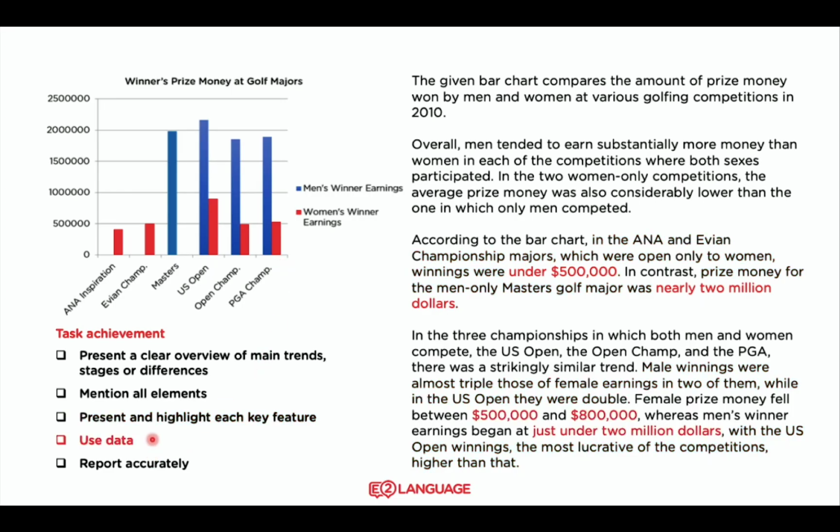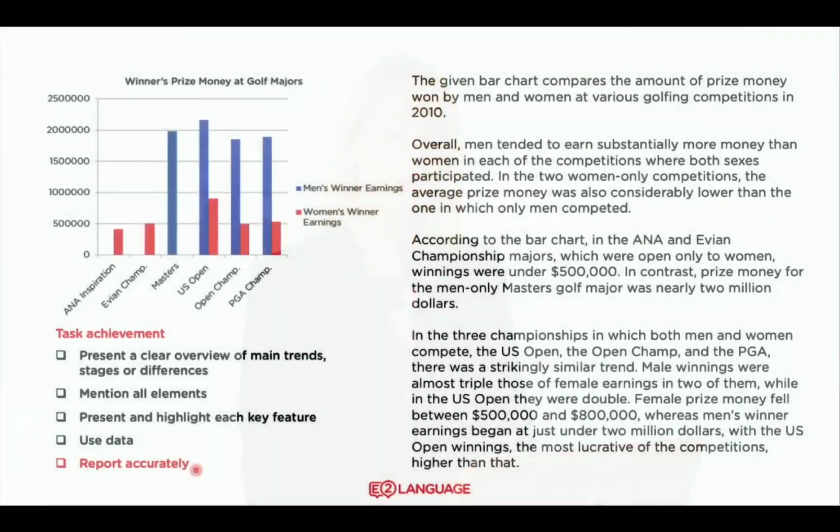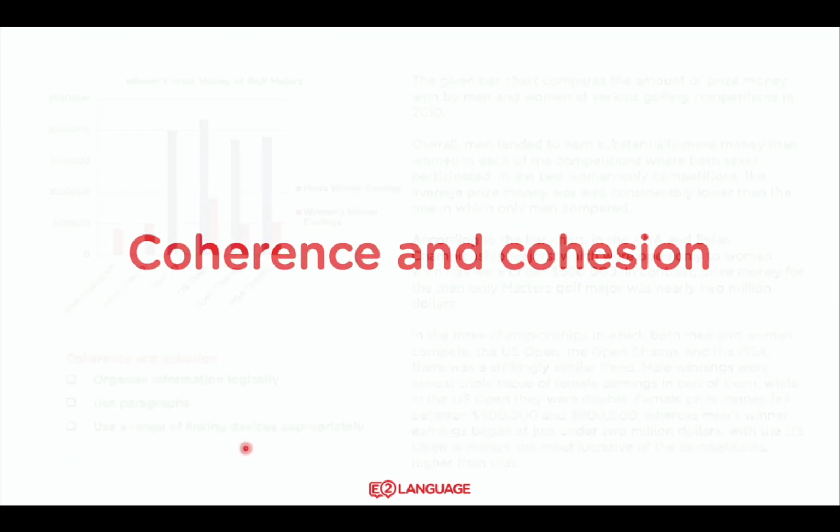Next one, have I used data? In this case, it's all about money. So we need $500,000, $2 million, $500,000, $800,000, just under $2 million. That's the data that is required to score 7 and above. And lastly, have I reported accurately? Yes, I have. Coherence and cohesion.